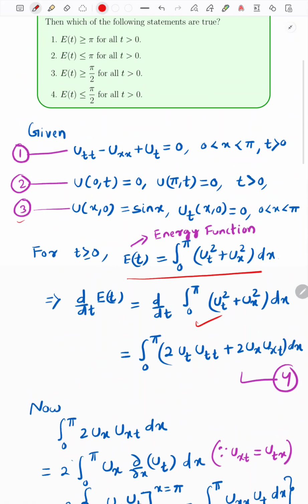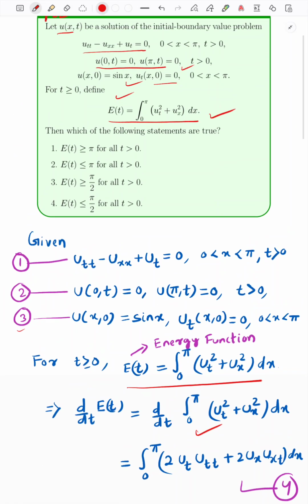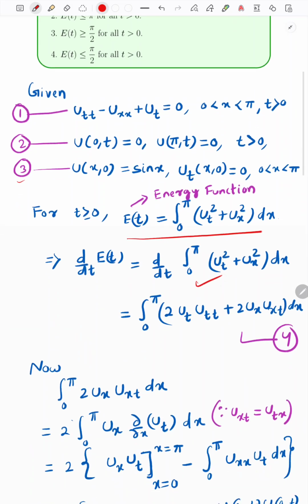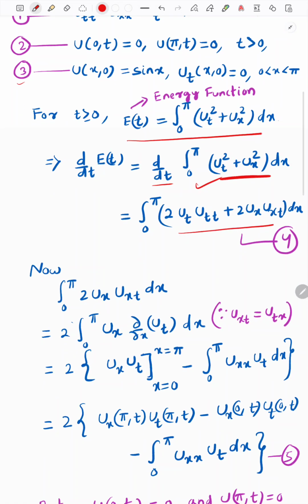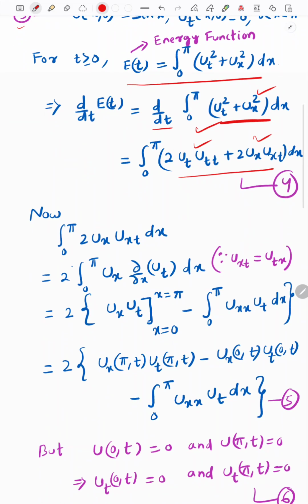Since our function u is twice differentiable, the integrand in this expression is differentiable, therefore by using the Leibniz rule of differentiation we can take that derivative inside. So it gives this expression, because the derivative of u_t squared with respect to time, by using the product rule, gives this one, and similarly if you apply the product rule here you will get this one. So we reach this step, because when the derivative comes inside it becomes a partial derivative.